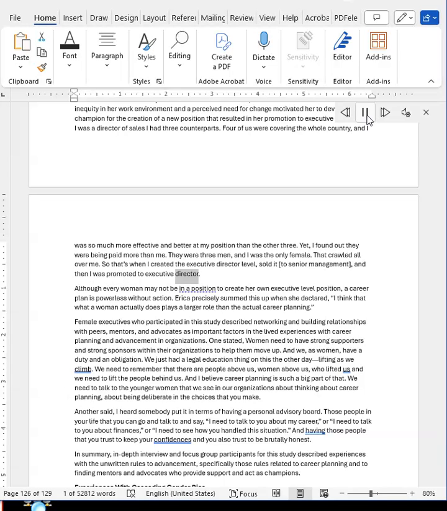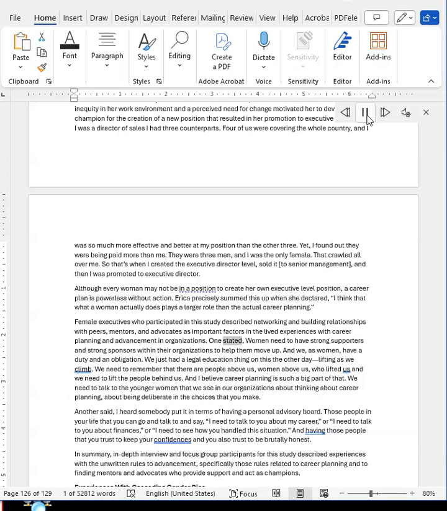Although every woman may not be in a position to create her own executive-level position, a career plan is powerless without action. Erica precisely summed this up when she declared, "I think that what a woman actually does plays a larger role than the actual career planning." Female executives who participated in the study described networking and building relationships with peers, mentors, and advocates as important factors in the lived experiences with career planning and advancement in organizations.